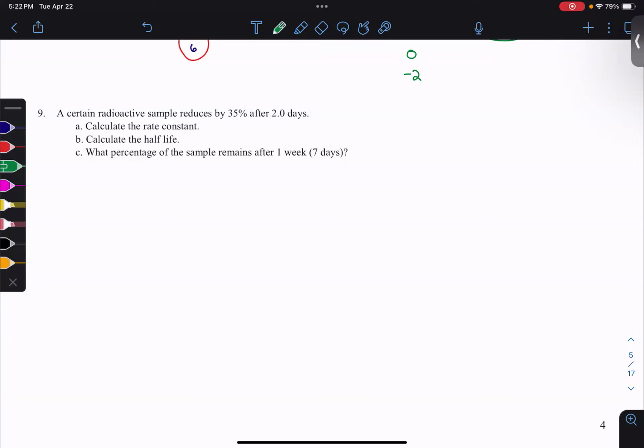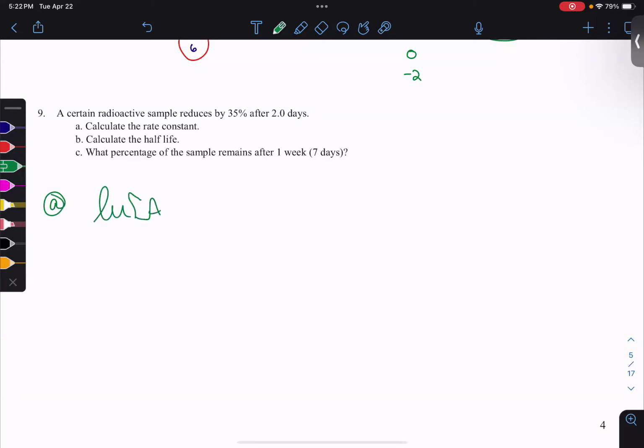So I tell you a certain radioactive sample reduces by 35% after 2 days. Calculate the rate constant, calculate the half-life, and then calculate what percentage it remains after 1 week. So this is just chapter 14 stuff. Do you need me to go over it or not? Okay, all right.